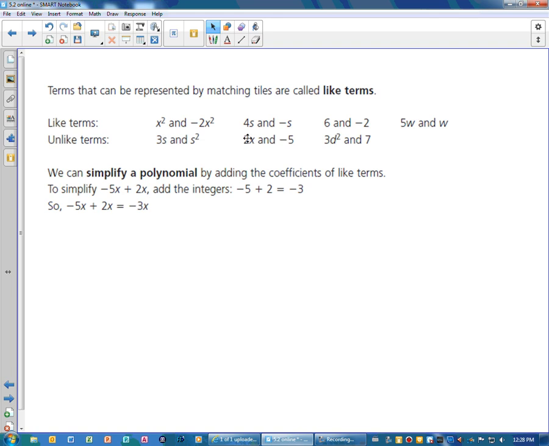2x and negative 5, this one has an x and this one doesn't. 3d squared and 7, this one has a d squared and this one doesn't. So you can only group like terms. And it says we can simplify a polynomial by adding the coefficients of like terms. So to simplify negative 5x and 2x, all we do is group the coefficients. Negative 5 and 2 makes negative 3. So negative 5x and 2x is negative 3x.